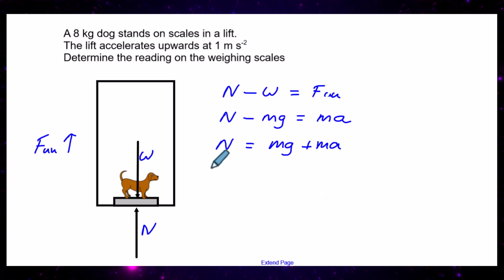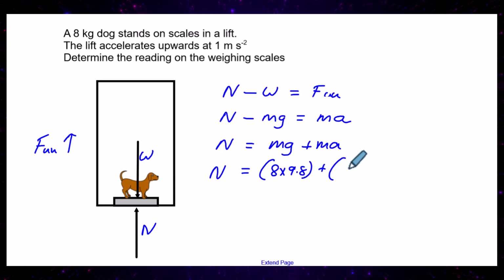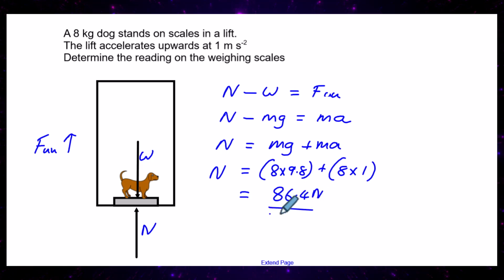So we can put in our numbers now. We can say that the normal force, which is going to be the reading on the scales, remember, is going to equal mg, which is 8, put a bracket around this, 8 times 9.8, and we're accelerating upwards, so it's going to be plus 8 times 1 meter per second every second. We do that in a calculator, and we end up with the dog's apparent weight is 86.4 newtons.